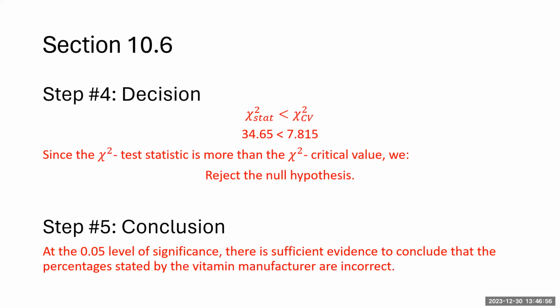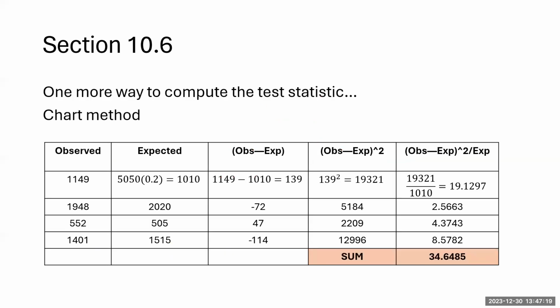So our conclusion is at the alpha is 0.05 level of significance, there is sufficient evidence to conclude that the percentages stated by the vitamin manufacturer are indeed incorrect. And that's because we are rejecting the null hypothesis here. So 34.65 is greater than 7.815. Very, very important. Now, there is another way that we could have used to compute the test statistic, and it's known as the chart method. I talk a bit more about this in section 10.7, but you're welcome to use it as well.